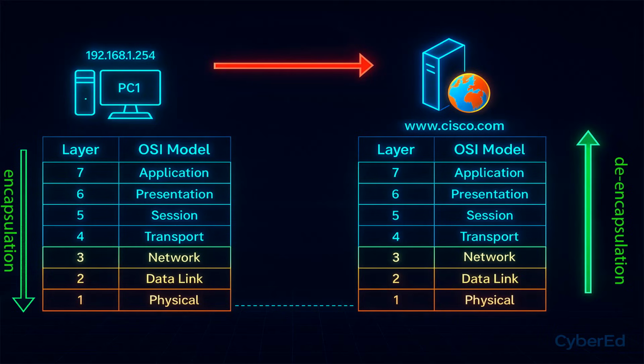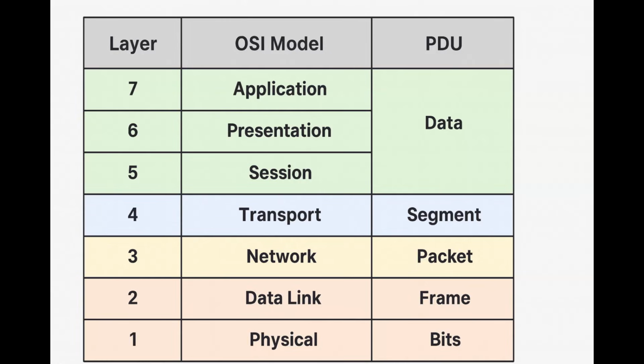When data is sent, it moves down the OSI layers and gets additional headers and trailers at each layer. This is encapsulation. At the receiving device, it moves up the layers and headers are removed. This is de-encapsulation. Each layer has a PDU, protocol data unit. Layers 5 to 7: data. Layer 4: segment. Layer 3: packet. Layer 2: frame. Layer 1: bits.